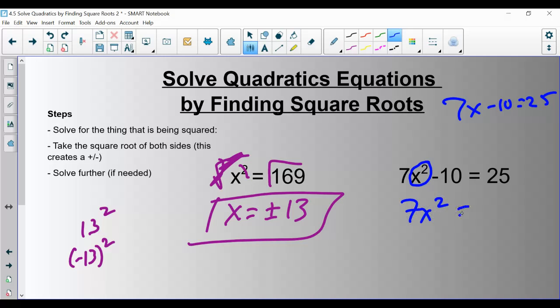So you'd have 7x squared is equal to 35 when you add 10 to both sides. Then you would divide by 7 because I want to get the x squared by itself. And it has this multiply by 7. The way to undo that is to divide by 7. So then you would have x squared is equal to 5. That was step 1. I solved for the thing that's being squared, which is x squared.